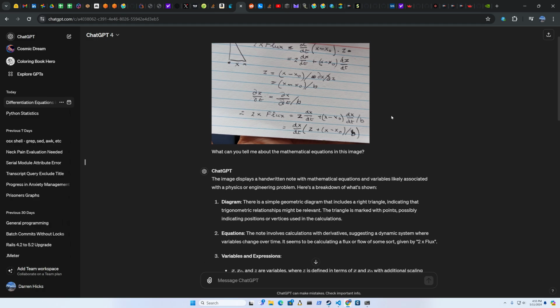2. Equations. The note involves calculations with derivatives, suggesting a dynamic system where variables change over time. It seems to be calculating a flux or flow of some sort, given by 2x flux.